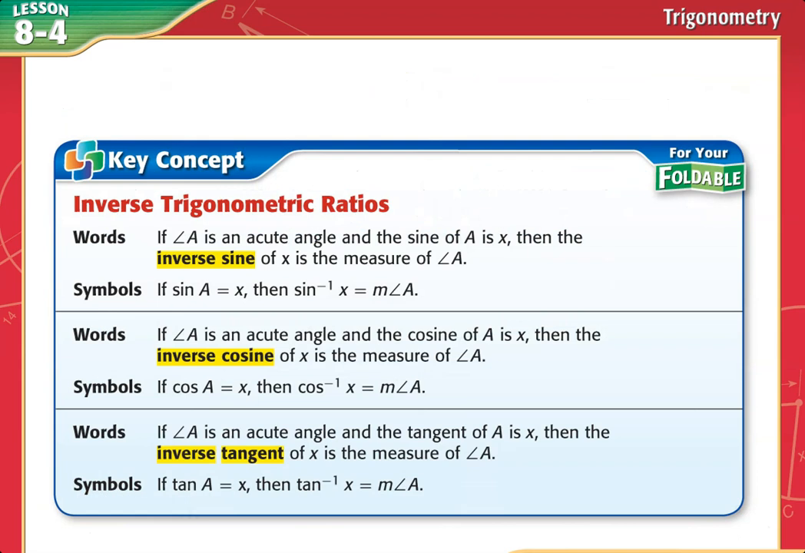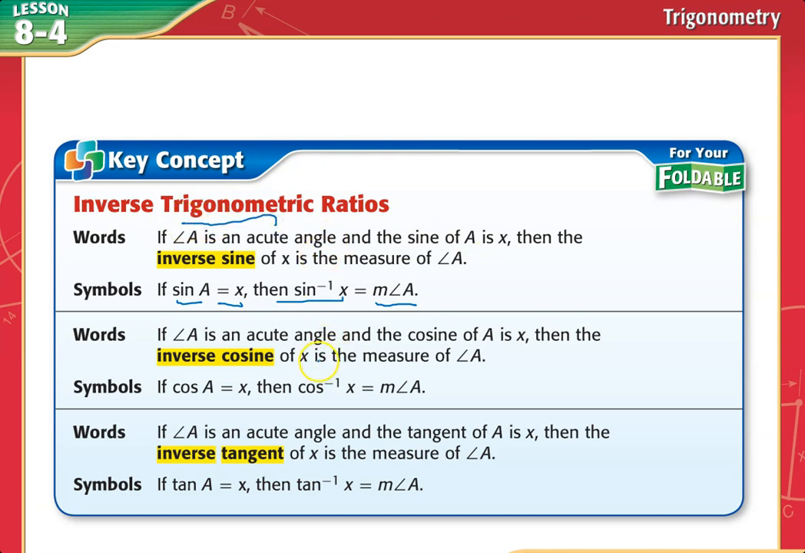All right. Now, inverse trigonometric ratios. Okay, this is actually going the opposite way. What it says here is if angle A is an acute angle and the sine of A is x, then the inverse sine of x is the measure of angle A. So, if sine of angle A is equal to x, then the inverse sine of x is equal to the measurement of A. But only, like they said, if A is an acute angle. So make sure it's only an acute angle.